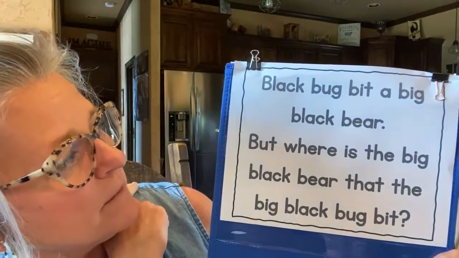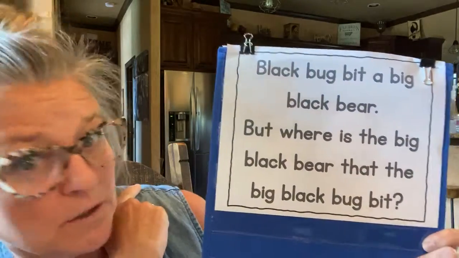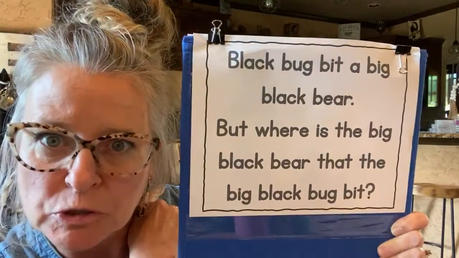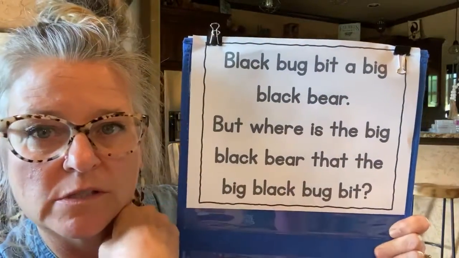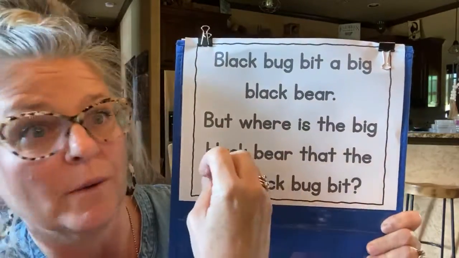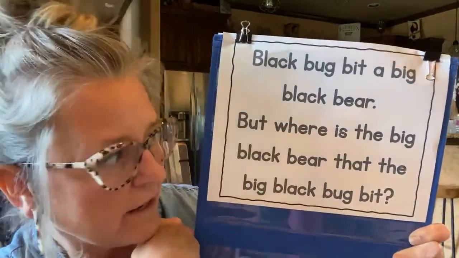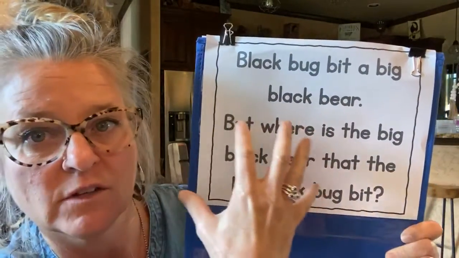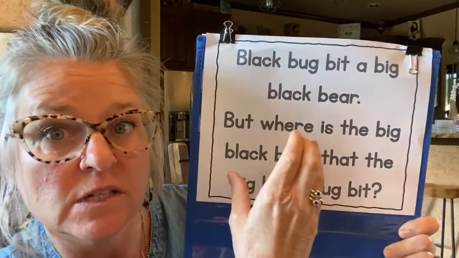All right. Black bug bit a big black bear, but where is the big black bear that the big black bug bit? Good question. All right, so what do you notice happening in a tongue twister, right? You see repetitiveness or repetition of the same sound at the beginning. That is actually what alliteration is. It's when you create kind of interest by using the same letter at the beginning of some words that are close together in the poem.